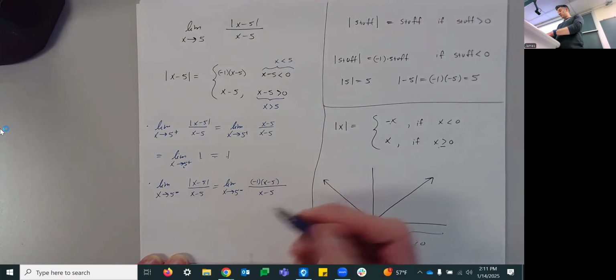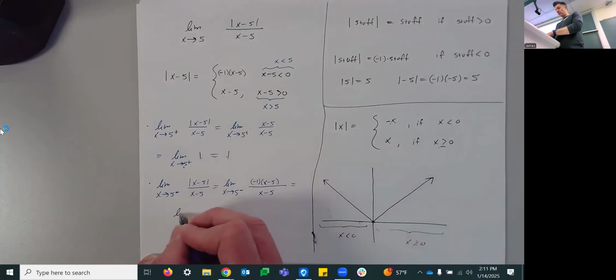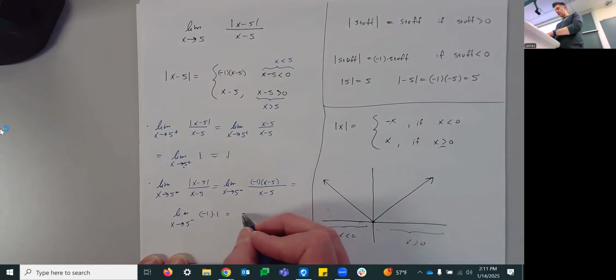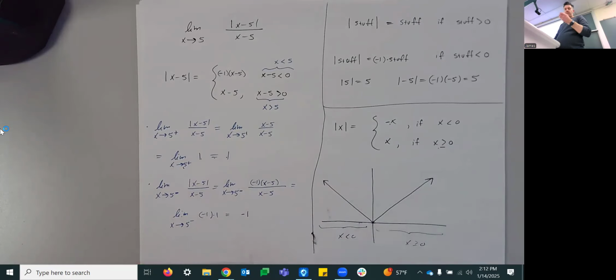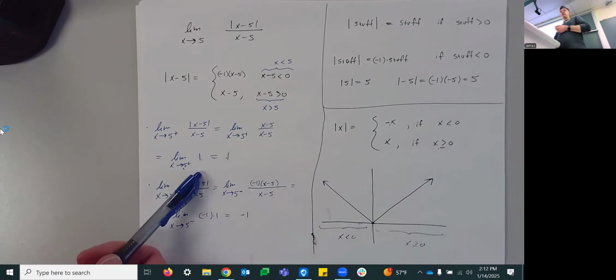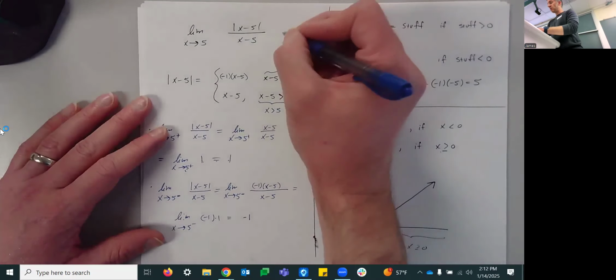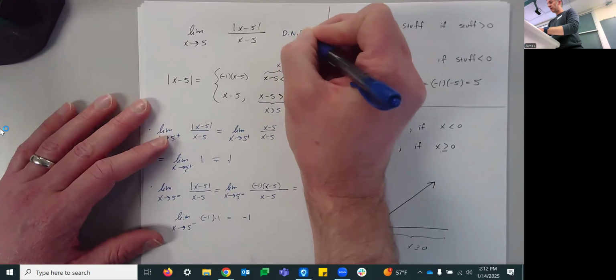Again, the x minus 5s do cancel, but now we're left with the limit as x approaches 5 from the left of negative 1 times 1. And again, the limit of a constant is just that constant. So we see that the right-hand limit is positive 1. The left-hand limit is negative 1. They're not the same. So the overall limit doesn't exist. So this limit does not exist.